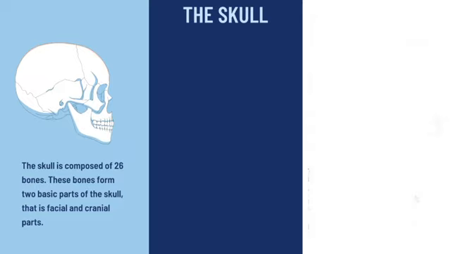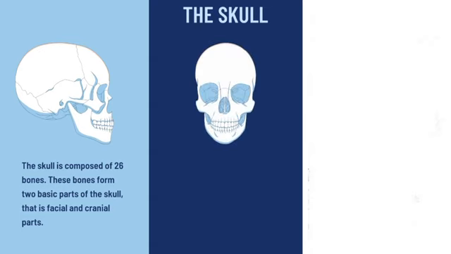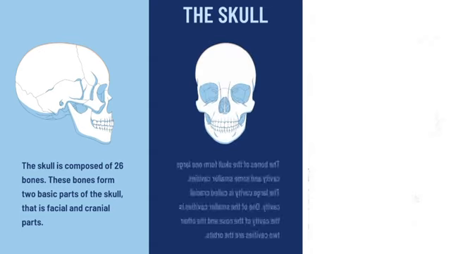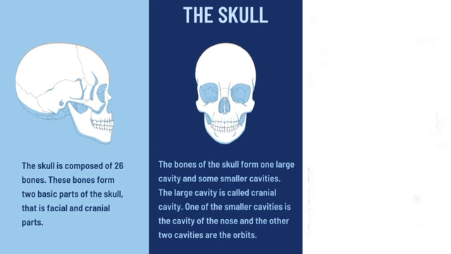The bones of the skull are connected with the first cervical vertebra. The bones of the skull are connected together so firmly that it is very difficult to separate them. The bones of the skull form one large cavity and some smaller cavities. The large cavity is called the cranial cavity. The brain is in the cranial cavity. One of the smaller cavities is the cavity of the nose. The other two cavities are the orbits. The eyeballs are in the orbits.